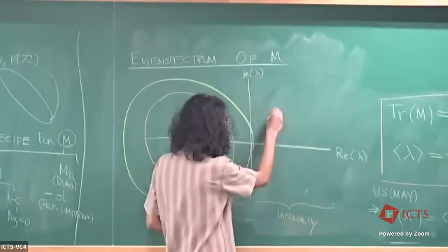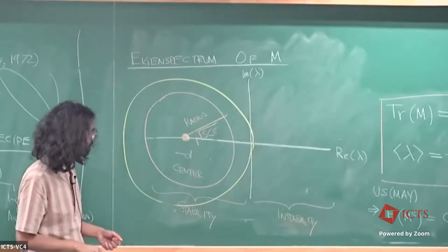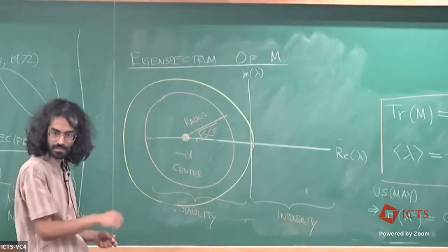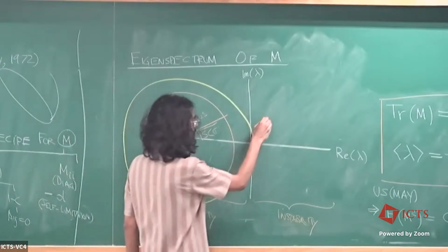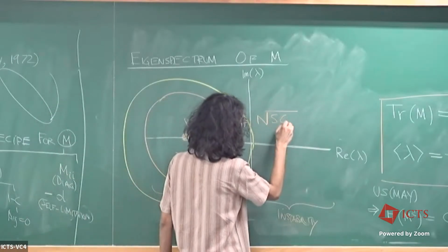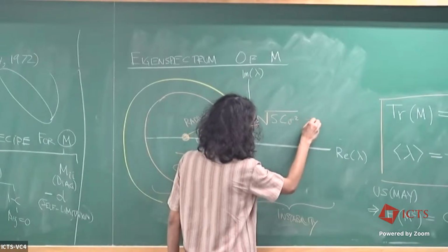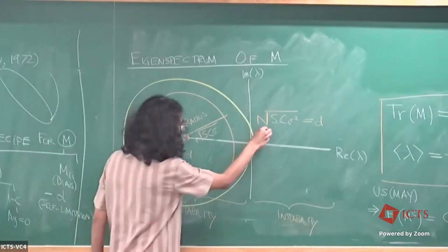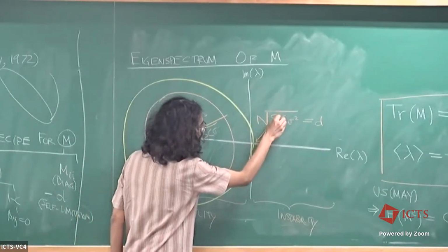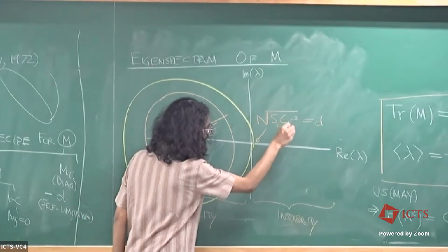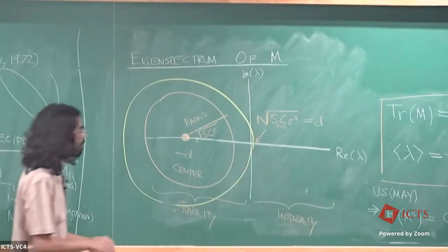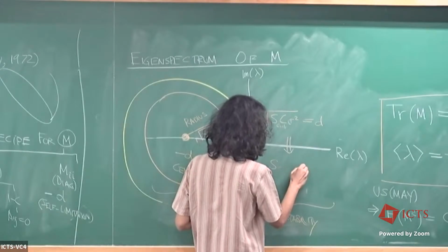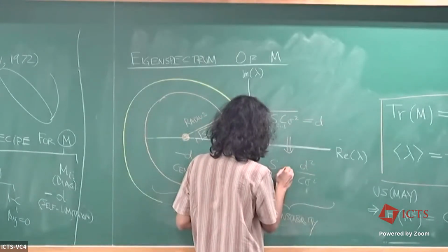What's that critical S? This radius becomes equal to the distance from the center, right? This d. So root of S C sigma squared equals d at this special point. If you care about S as S critical, that's the critical number of species at which this will happen, right? So you can calculate that exactly. That will give you S, which is d squared by C sigma squared.